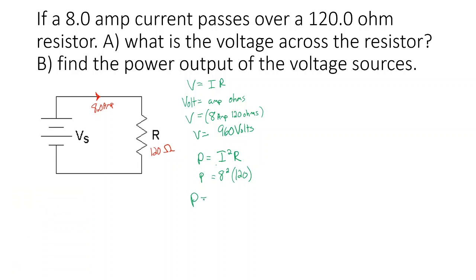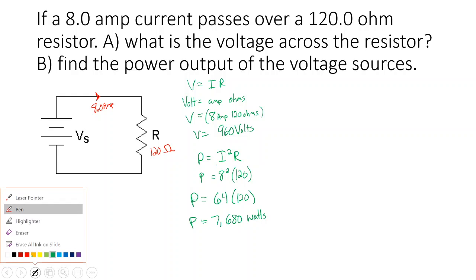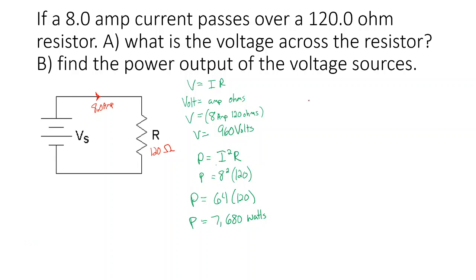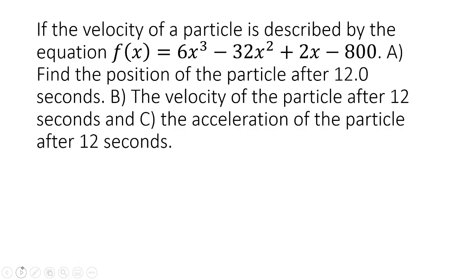So P equals 64 times 120. 64 times 120 equals 7,680 watts equals P. All right, so the answers I'm going to put, with two significant digits, V equals 960 volts, and P equals 7,700 watts. There we go. There's our two solutions. All right, now here we go.